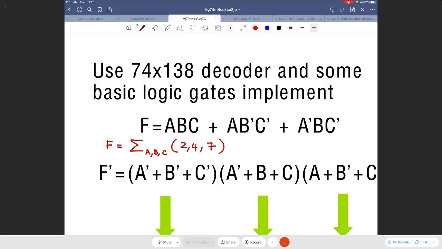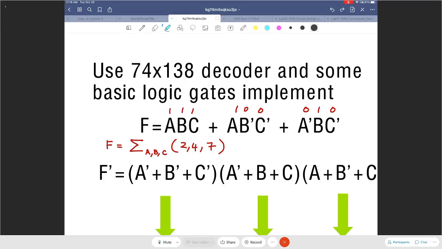You see this? 1, 1, 1, 1, 0, 0, 0, 1, 0, right? 2, 4, and 7. But the thing to note is A was the most significant, C was the least significant, right? You have to pay attention to that. Only then it is 247.